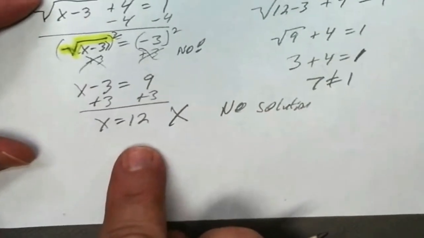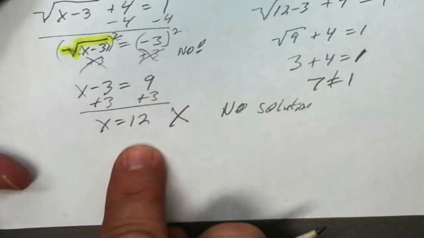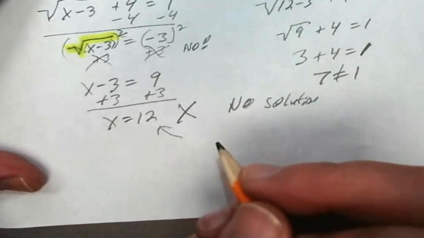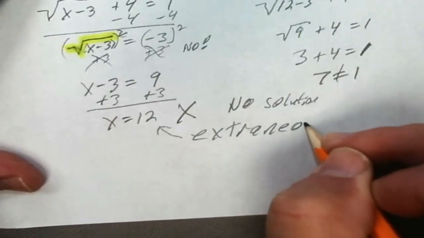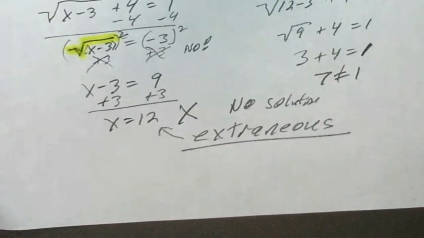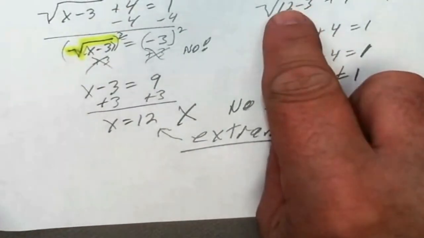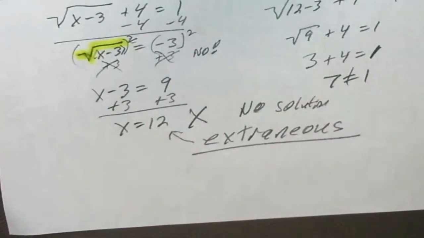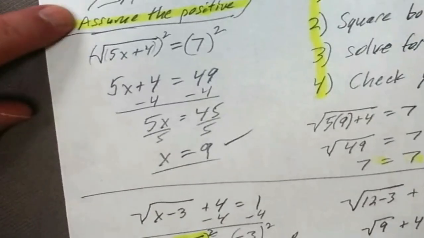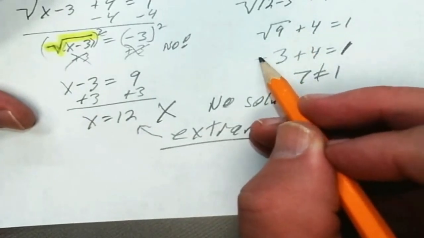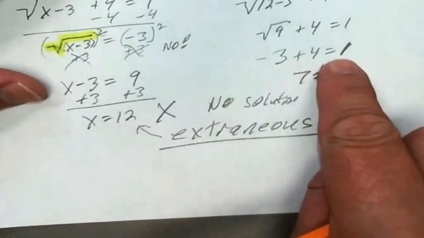This is a solution that we found, but it didn't check. So this solution is extraneous. This is an extraneous solution. When you solve this equation, you come up with a solution, but that solution does not work because it's an extraneous solution. Now, here's where that step comes into play. The only way this would work is if we took the square root of 9 as negative 3; negative 3 plus 4 does equal 1.